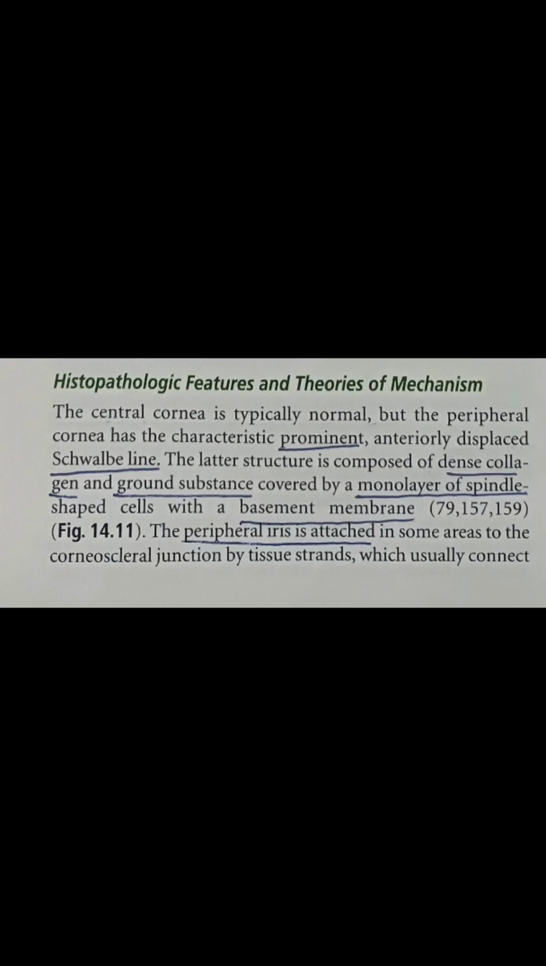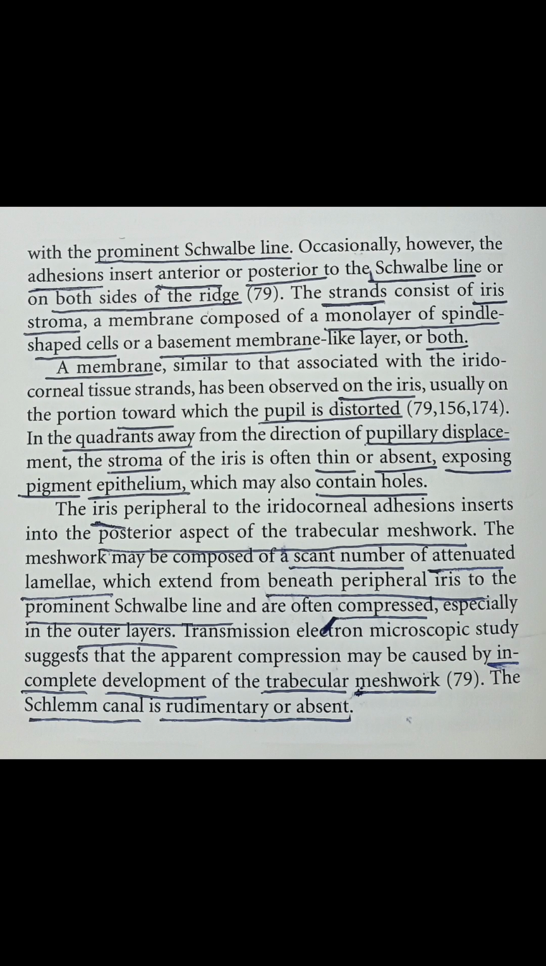Page number 230. Histopathologic features and theories of mechanism. The central cornea is typically normal, but the peripheral cornea has the characteristic prominent anteriorly displaced Schwalbe line. The latter structure is composed of dense collagen and ground substance covered by a monolayer of spindle-shaped cells with a basement membrane. The peripheral iris is attached in some areas to the corneoscleral junction by tissue strands, which usually connect with the prominent Schwalbe line.